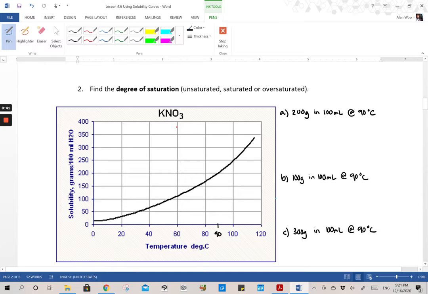We then need to look at how much solute we're putting into this solution. So if we start with 200 grams, 200 grams is here. So we look at where 200 grams meets 90 grams. And they actually meet right on the solubility curve. So if it meets at the solubility curve, this solution is saturated.